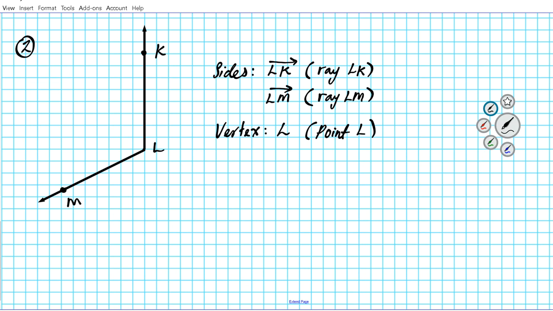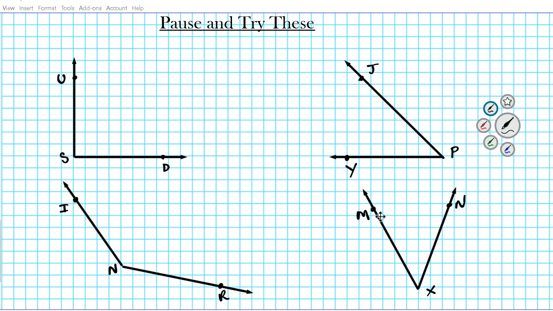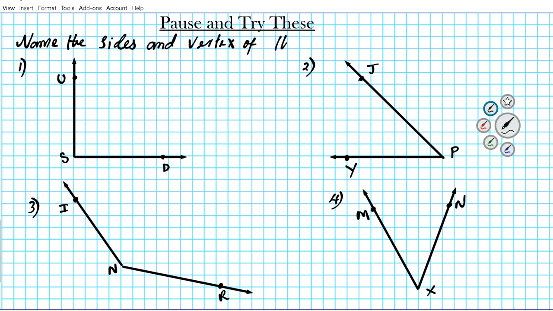Now it's your turn to try out some practice problems. Alrighty, now it's your opportunity to do some practice. So I'd like you to pause the video presentation and try out these 4 examples, number 1 to 4. The instructions are the same. Name the sides and vertex of the given angles. Okay, so go ahead and pause the video presentation at this time. Try out these 4 examples. When you're done, click on the play button and we're going to reveal what the correct answers are for you.